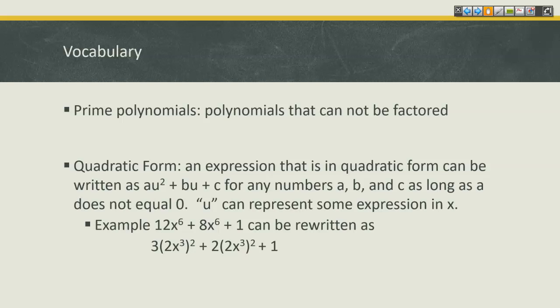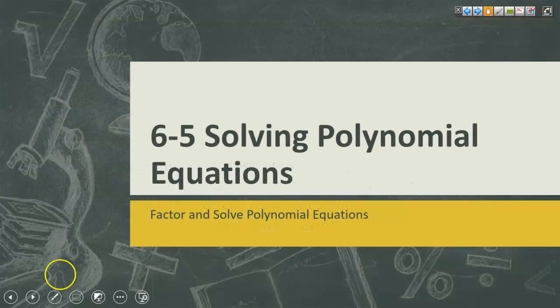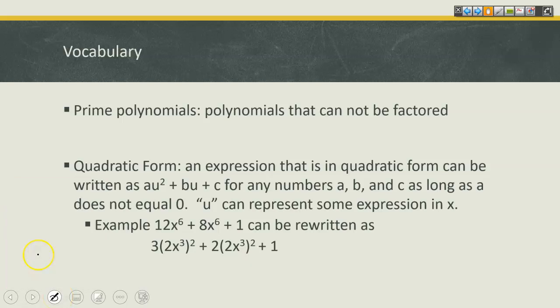So like 12x to the 6th plus 8x cubed plus 1 can be rewritten as 3 times the quantity 2x cubed squared plus 2 times 2x cubed plus 1, where that u representation is for 2x cubed, and this acts as 3u squared plus 2u plus 1, and then you would factor that.